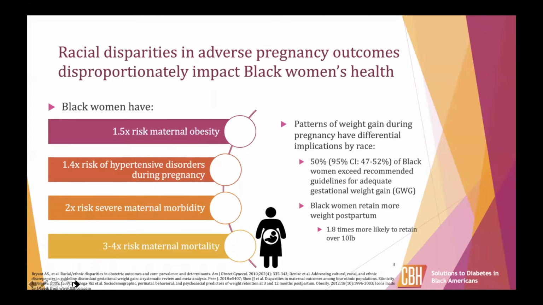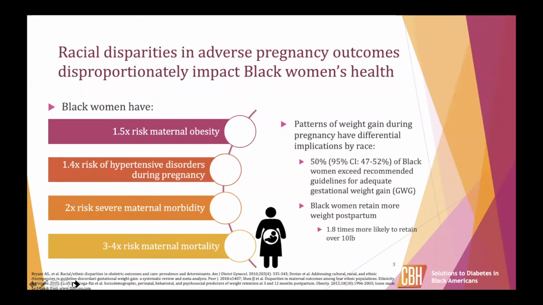And so to focus in more on how these disparities manifest with regards to specific weight-related sequelae over the course of pregnancy, patterns of weight gain during pregnancy also have differential implications by race. So a recent meta-analysis indicated that prevalence of weight gain above recommended guidelines. And so these recommendations are by the Institute of Medicine and define a window of weight gain for which women and their children can decrease the risk of adverse outcomes. So with regards to those guidelines, 50% of Black women actually gain above those guidelines, which puts both them and their infants at increased risk of adverse health sequelae, both during the perinatal period and postpartum.